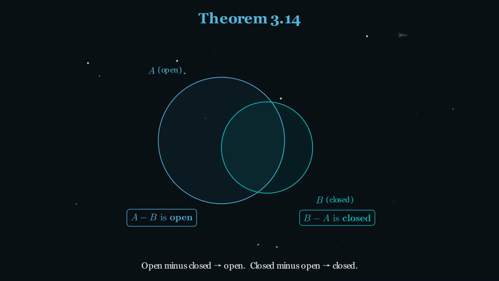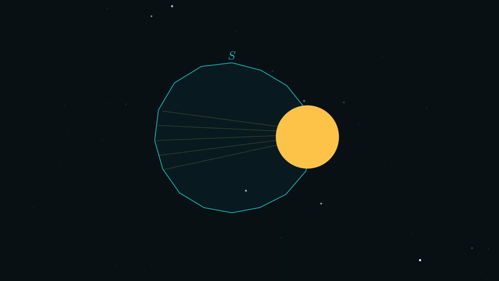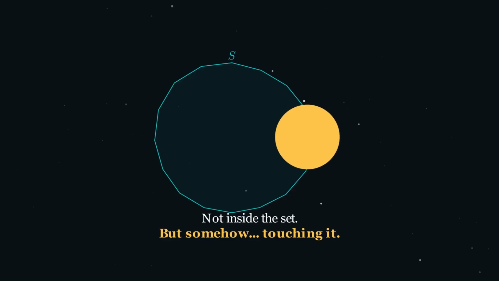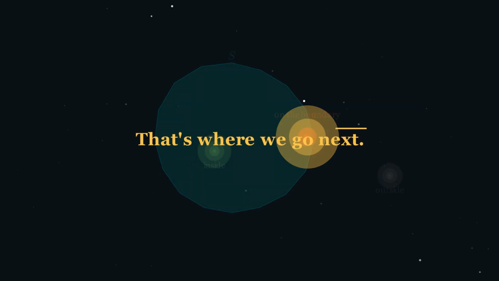But here's a question we haven't answered yet. What about points that aren't in a set but are somehow touching it? Stuck to it? That distinction between being inside, being outside, and being on the boundary, that's where we go next.